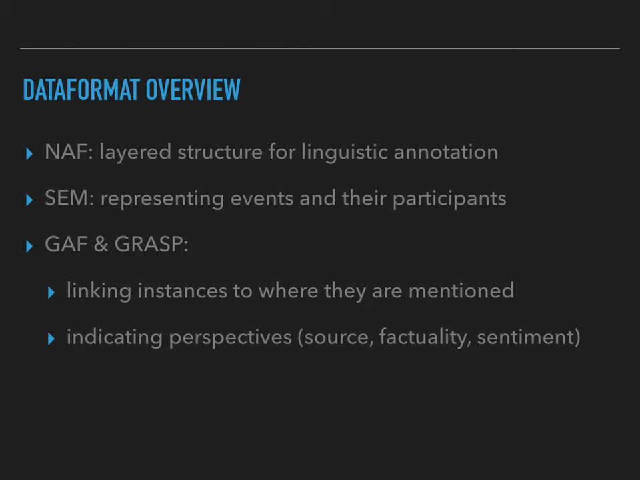Here is a final overview of the data formats we have seen. NAF, a layered extensible annotation format for representing linguistic annotations. SAM, for modeling events, their location, time and participants. And GAF and GRASP, which together link instances to the places where they were mentioned and then indicate perspectives by providing the source, factuality and sentiment over the mentions.